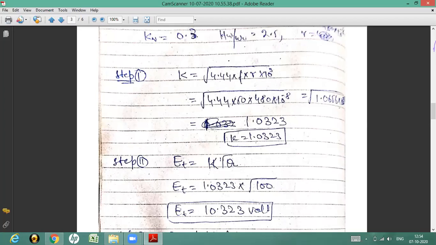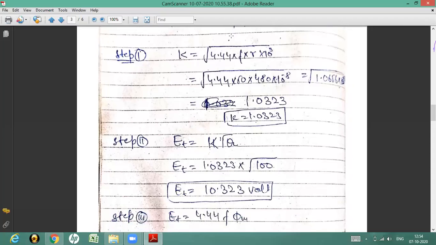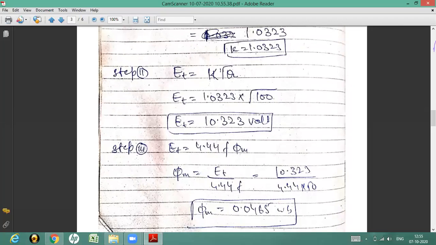Phi m. So you can use the value ET is equal to 4.44 into F into phi m. Get the value of phi m. What is the value of phi m? 0.0465. Absolutely right. Your phi m will be 0.0465 Wb. Clear? Yes, sir.